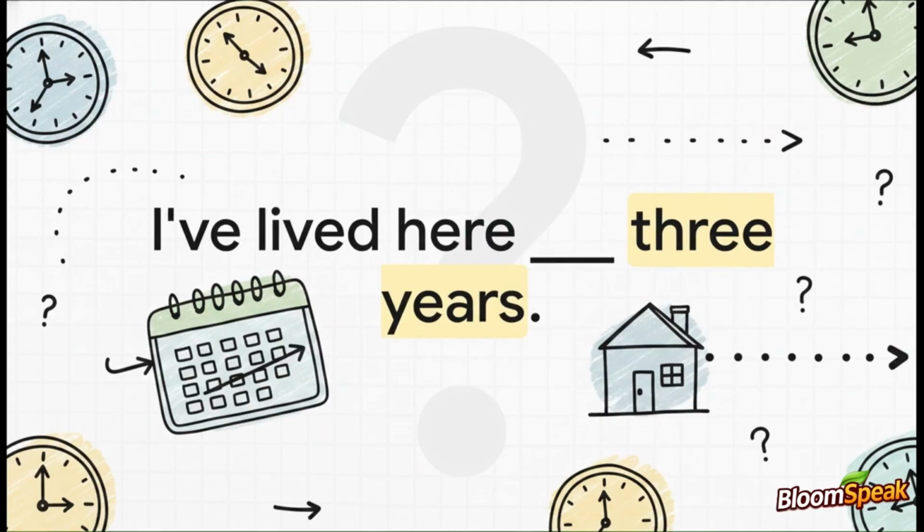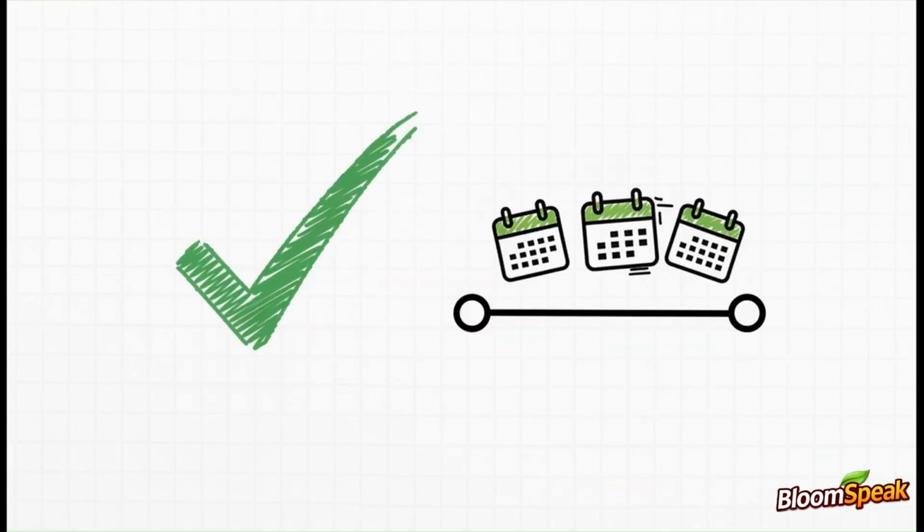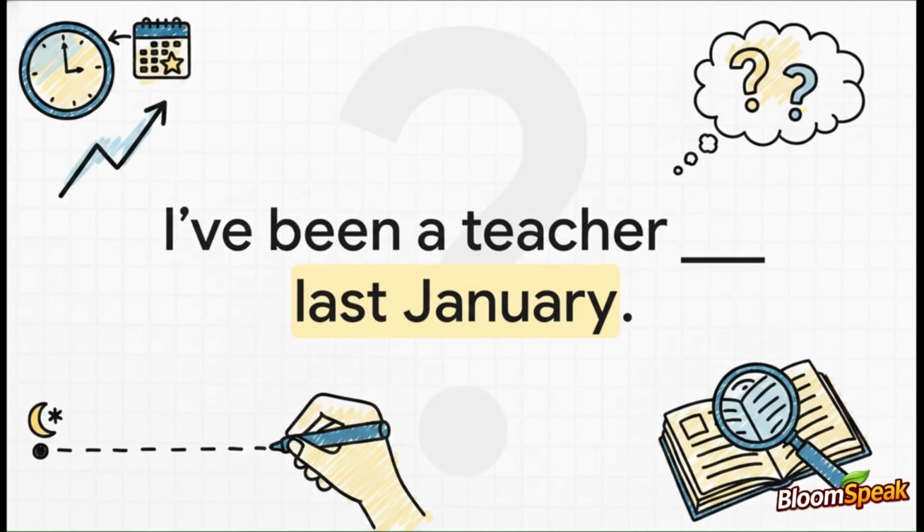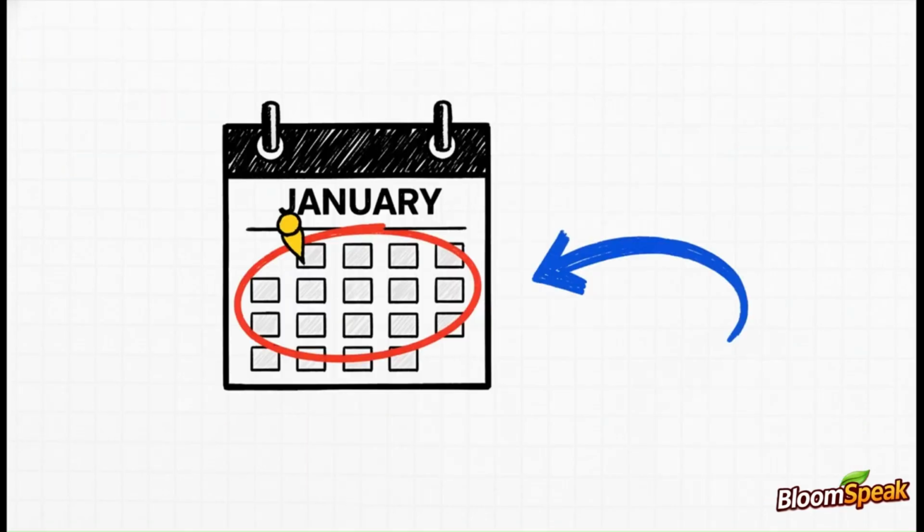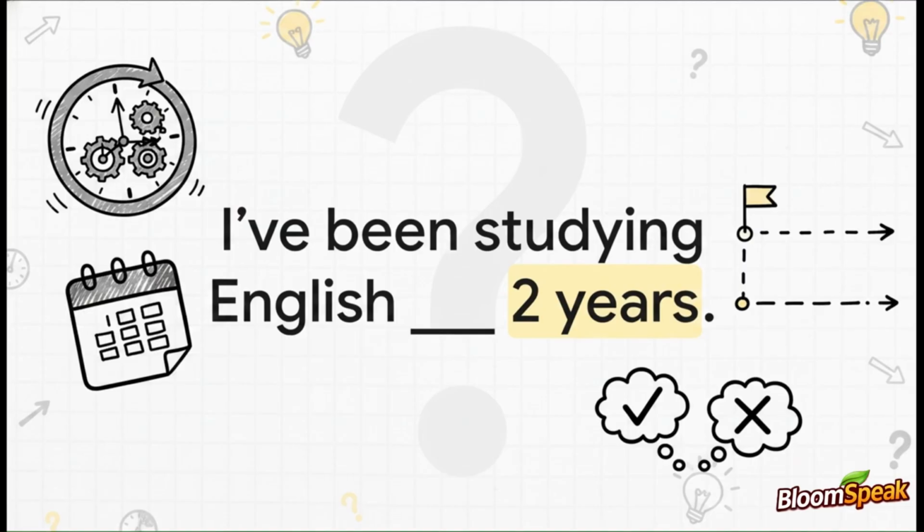Okay, first one up. "I've lived here 3 years." What do you think? Since or for? And the answer is for. Why? Well, 3 years is a duration, right? It's a whole period of time. All right, next one. How about this? "I've been a teacher last January." That one is since. See, last January isn't a length of time, it's a very specific starting point. That's the key difference.